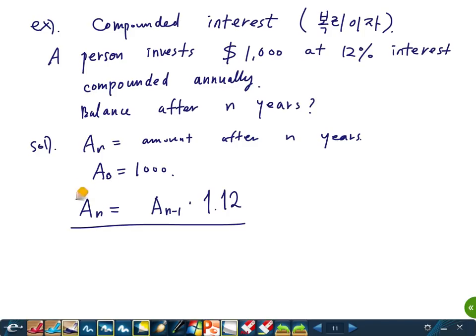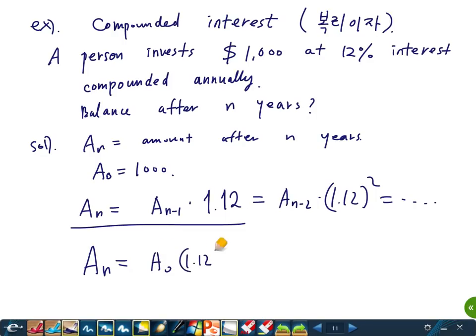We express the nth term using the previous terms. And this recurrence equation is the simplest possible, so we can get the nth term immediately. If you use the recurrence relation again, A(n-2) times 1.12 squared, etc. You can go all the way until the end, then we get A0 times 1.12 raised to the nth power. So we know A0, 1000. After the nth year, we will have this amount of money in the balance.